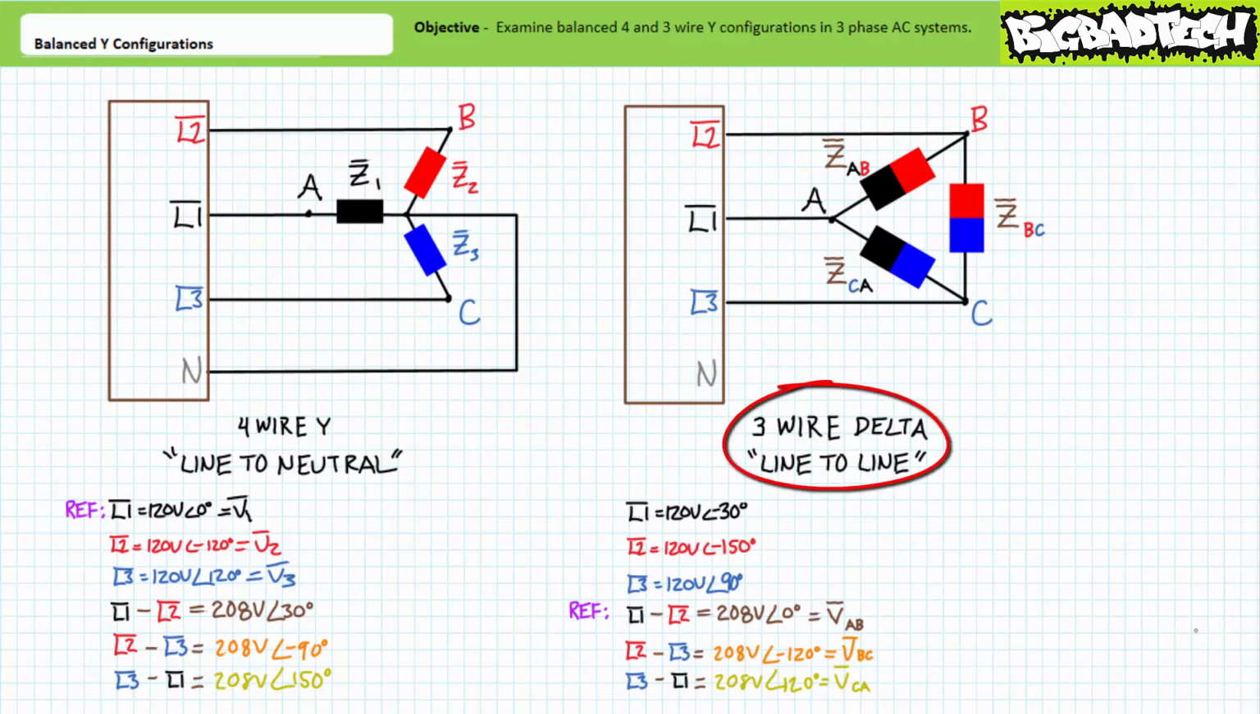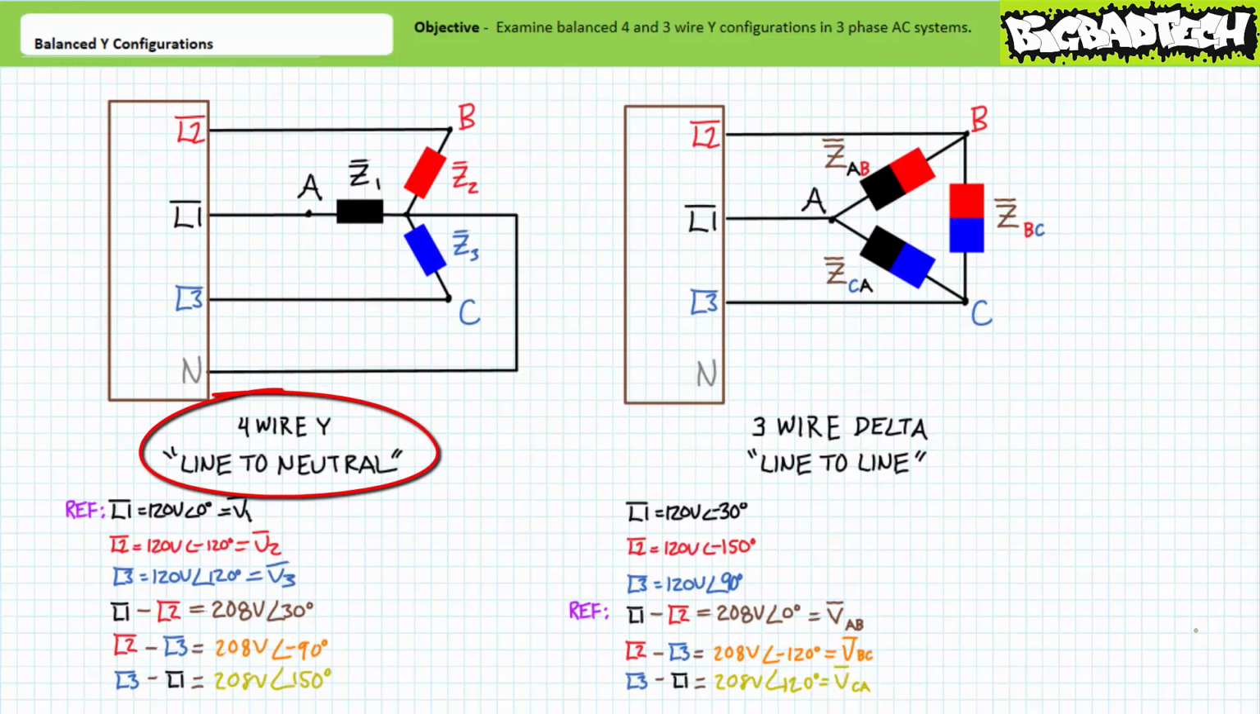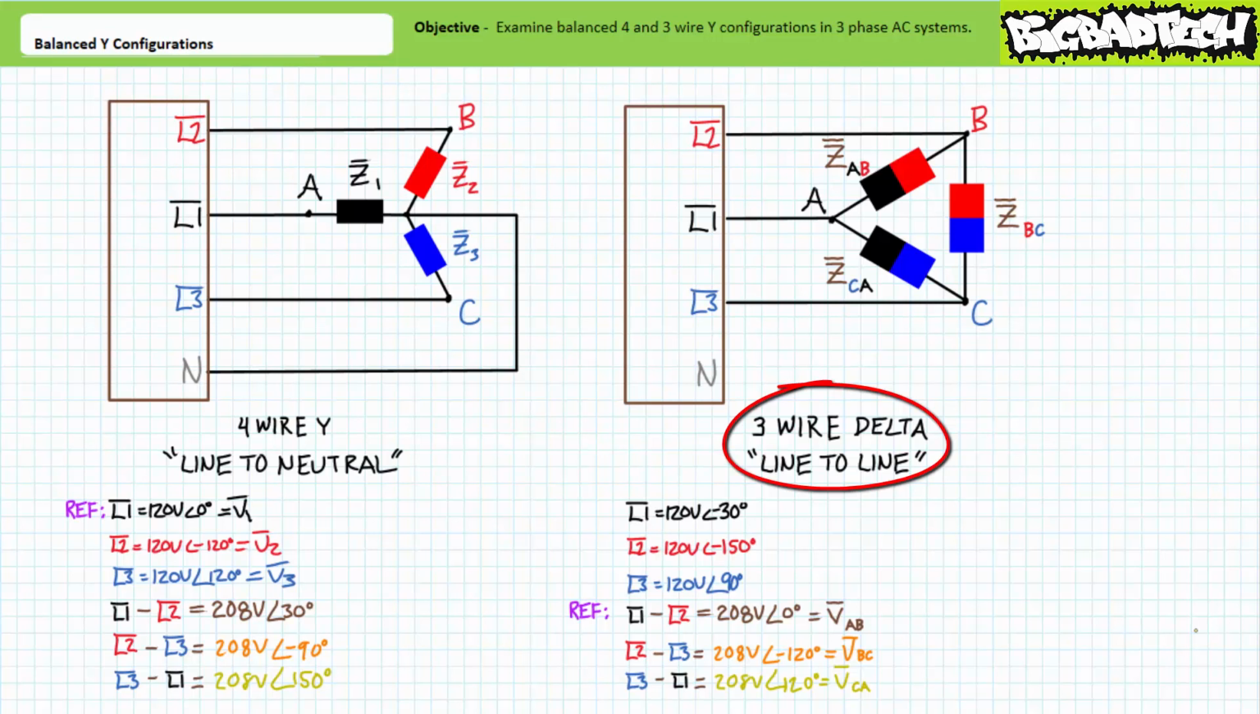In summary, loads in a delta configuration experience the line-to-line differential. Again, load impedances in a 4-wire Y configuration experience the smaller line-to-neutral differential, whereas load impedances in a 3-wire delta configuration experience the larger line-to-line differential. You need to pause the lecture and dig this on every level that I do before you move on, because it's about to get real confusing real quick.